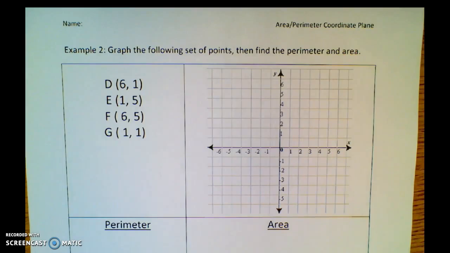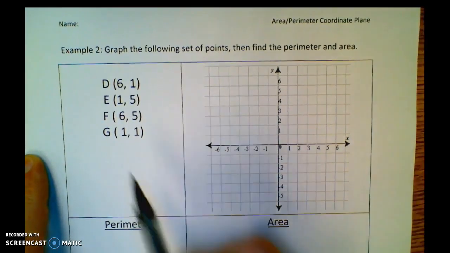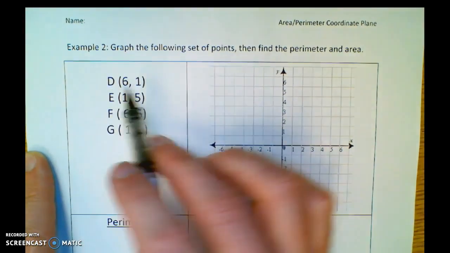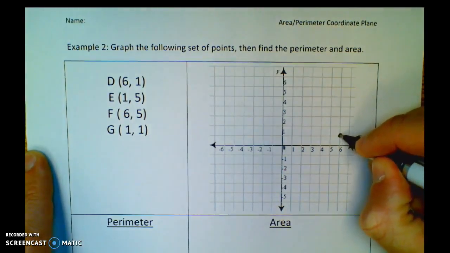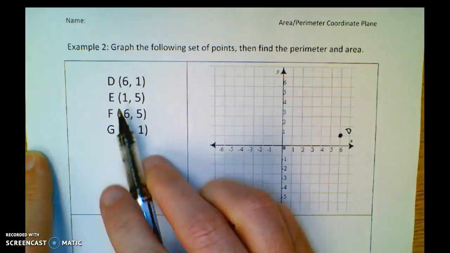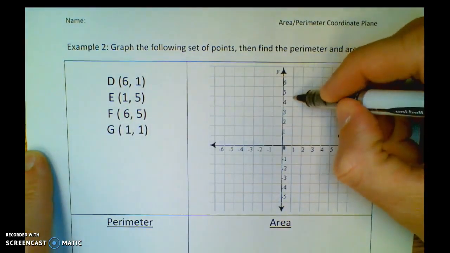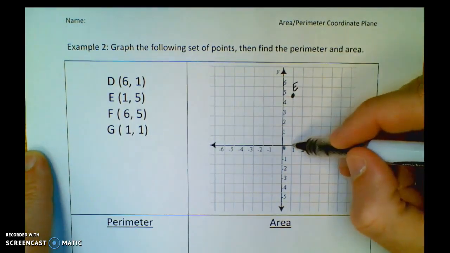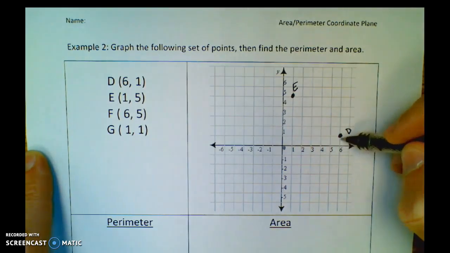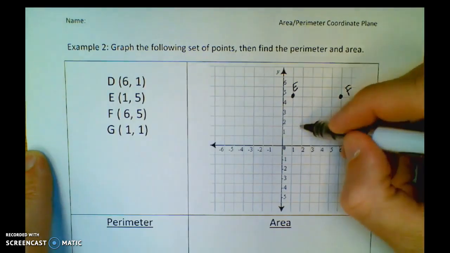Okay, so let's look at the next set of problems. This time we're going to graph a different shape, and now we can find the area and the perimeter of this different shape. So the first coordinate is at 6, 1. So I'm going to go over to 6, and then up 1. That's point D. Point E is at 1, 5. So 1, 5. F is at 6, 5. And G is at 1, 1.